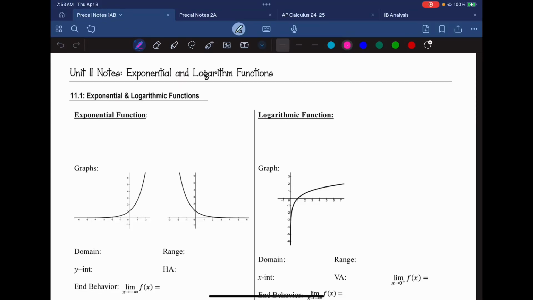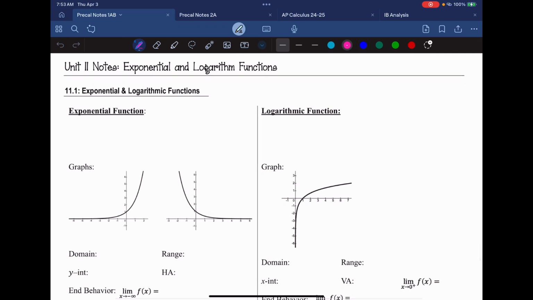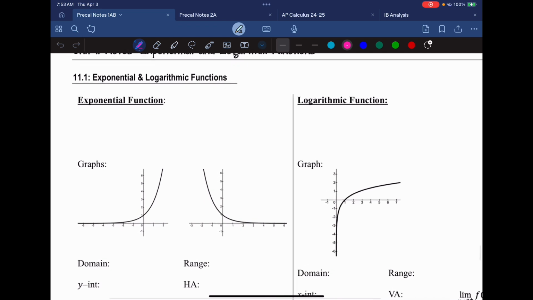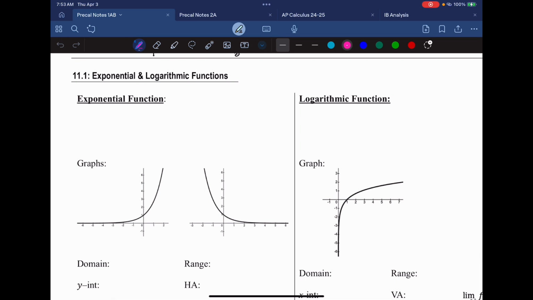Unit 11 is about exponential and log functions. These are also functions you should have seen in Algebra 2. So, looking first at what an exponential function is, by definition, an exponential function has the variable in the exponent. So on these, your y equals e to the x is going to be a very basic one, with e being the base.